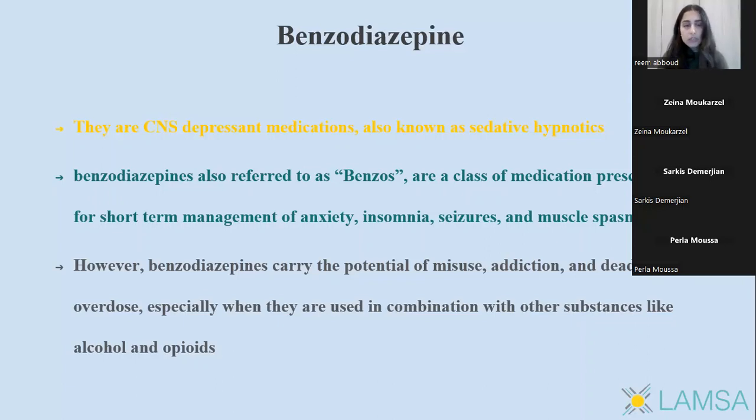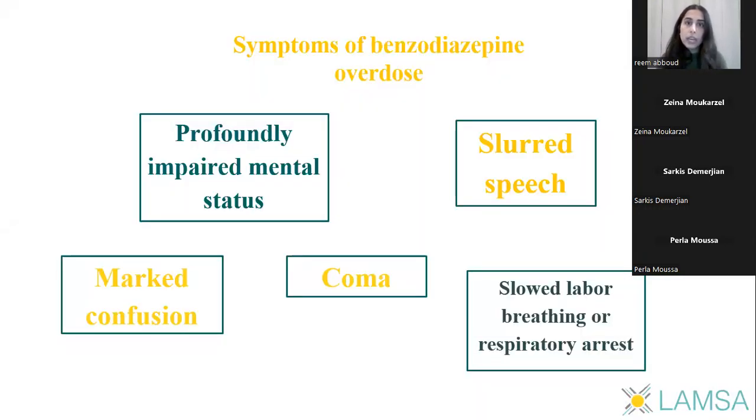Now, especially if you're taking benzodiazepines with alcohol or with opioids or other substances, whenever you take them in combination, this can increase the risk of overdose, etc. Now, what are the symptoms of the benzodiazepine overdose? You are going to have slurred speech, marked confusion, impaired mental status, coma, and slowed breathing or breathing arrest.